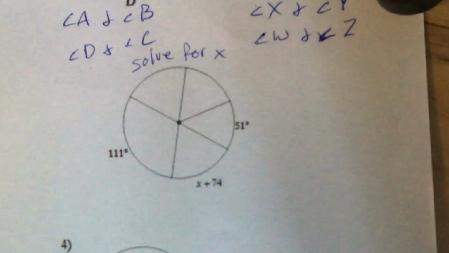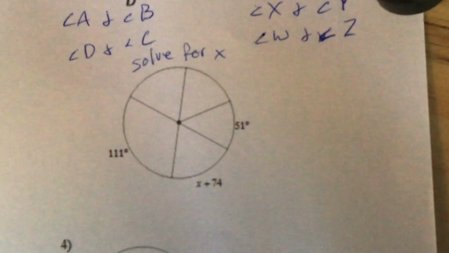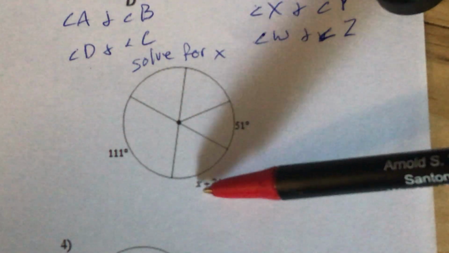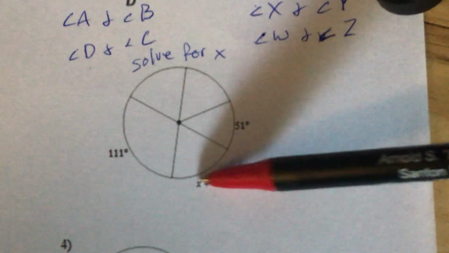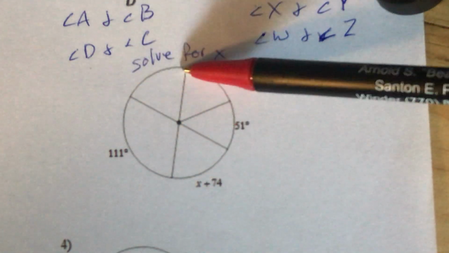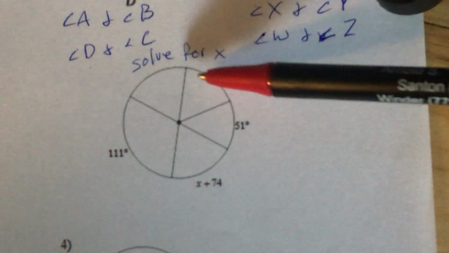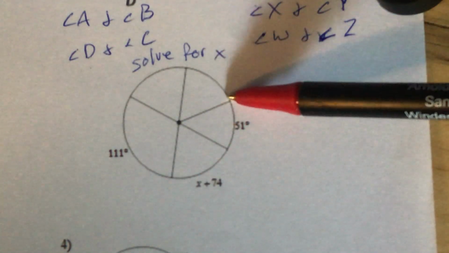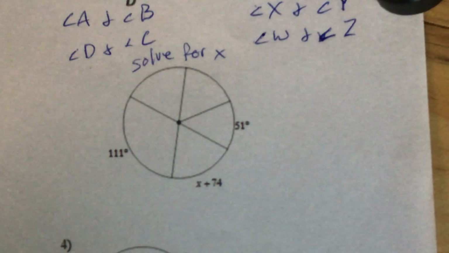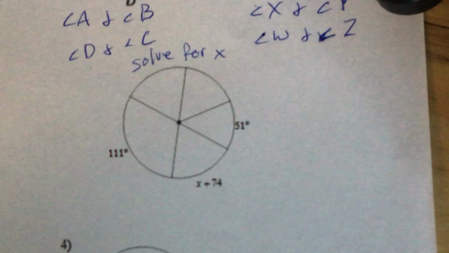Now, there is a harder way to do this, and there's an easier way. The harder, or longer, way is to take this. I know this is x plus 74. These are vertical angles, so this has got to be x plus 74. Then you can subtract from 180 and find this one. But there's also an easier thing using that same knowledge I just talked about.